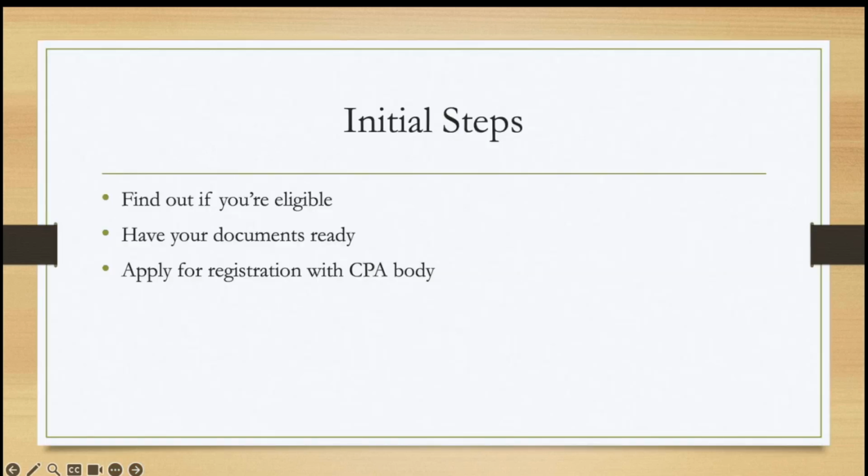So the initial steps. As you have already decided to become a CPA, these are your initial steps. The first step is to find out if you are eligible under the MOU to apply for student registration with CPA. Then you must make sure that you are going to have all your documents ready. Once all your documents are ready, you can apply for registration as a student with the CPA body.